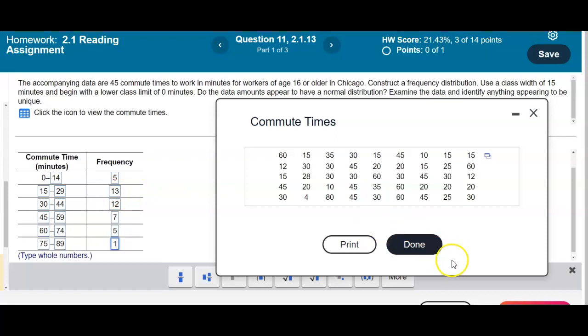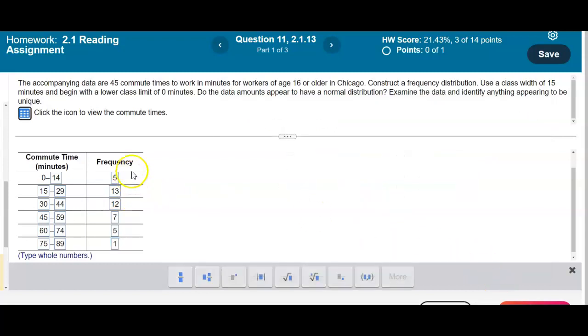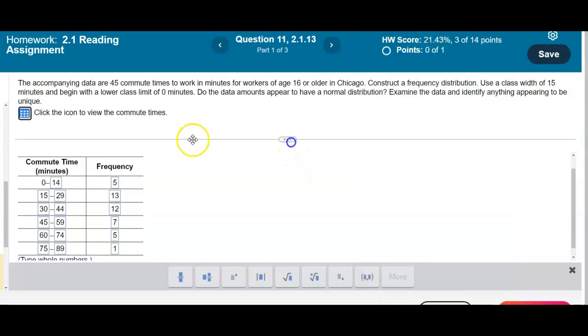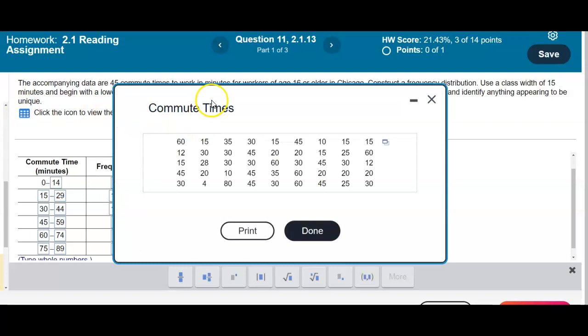Now before we say we're done, we need to make sure that there's 45 commute times. So we need to add these up and make sure that we get 45. If we take 5 plus 13 plus 12 plus 7 plus 5 plus 1, that gives us 43. So we must be missing something here. Let's go ahead and redo that again.